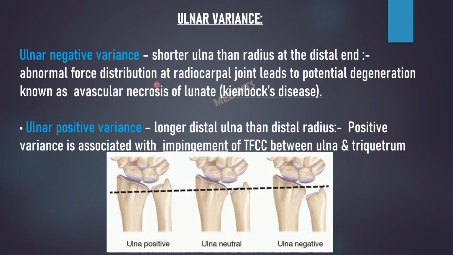Now coming to the next, ulnar positive variance: longer distal ulna than distal radius. Positive variance is associated with impingement, as you can see here, right? Too much, if we just wish for too much, what happens? It starts to kick us back. Look, it's impinging, scratching the TFCC between the ulna and triquetrum.